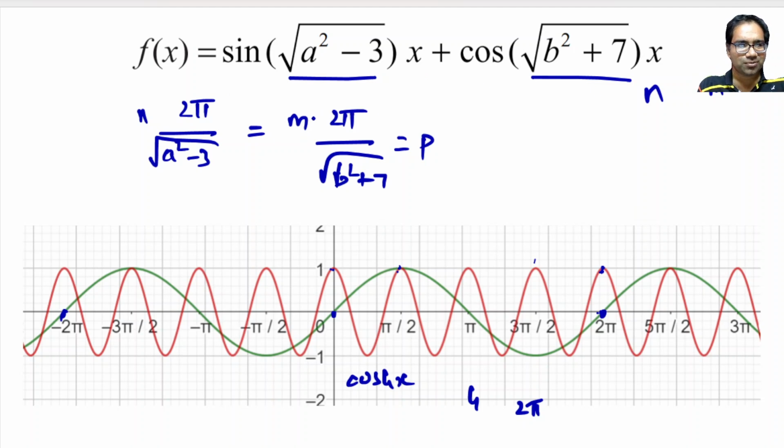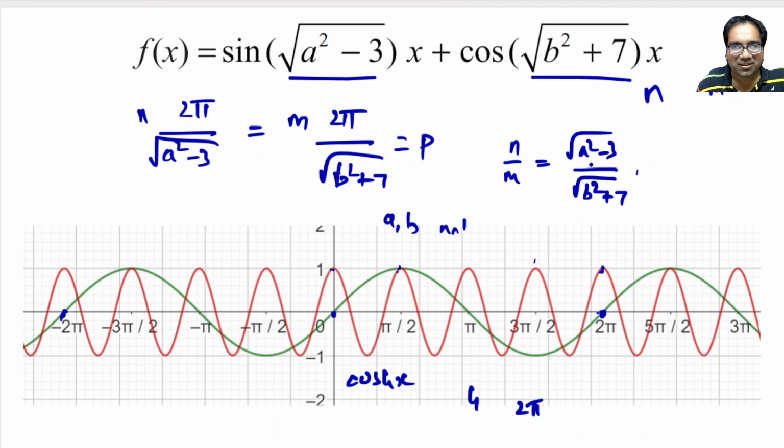Now we will cancel this 2 pi and pi. We will be left with n by m is equal to under root a square minus 3 by under root b square plus 7. Now if we clearly see n and m are integers, obviously then this fraction also has to be rational. And there are square roots. What does that mean? a square minus 3 and b square plus 7 should be perfect squares. And we are also given a, b are natural numbers.